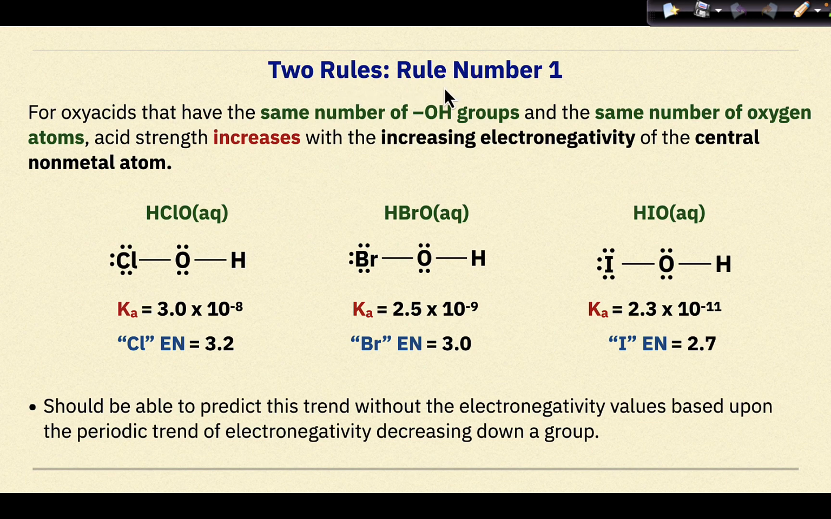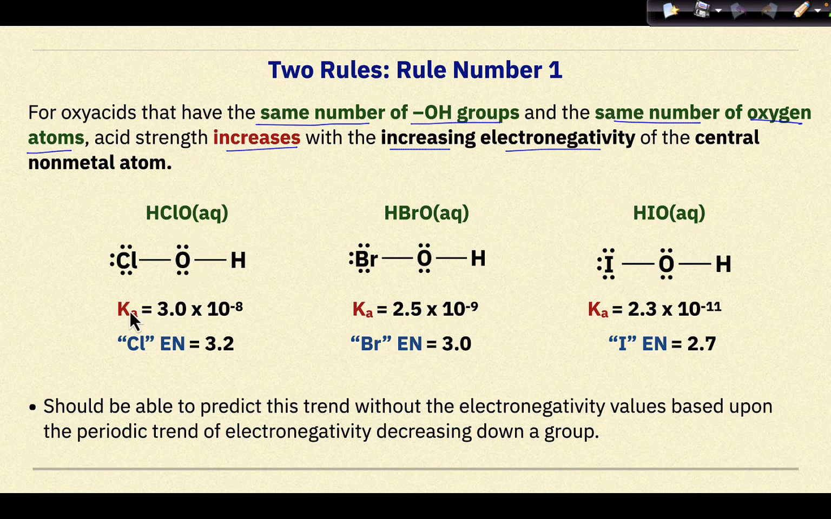2 rules. Rule number 1. For oxyacids that have the same number of OH groups and the same number of oxygen atoms, acid strength increases with the increasing electronegativity of the central nonmetal atom. So we have HClO, HBrO, and HIO with their associated structural formulas.